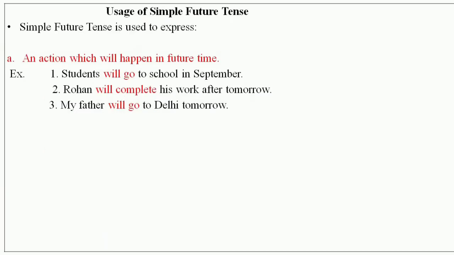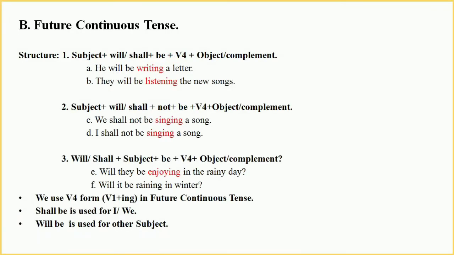So students, here are the usage of simple future tense. Simple future tense is used to express an action which will happen in future time. Examples are: Students will go to school in September. Rohan will complete his work after tomorrow. My father will go to Delhi tomorrow. Now we will know about future continuous tense.